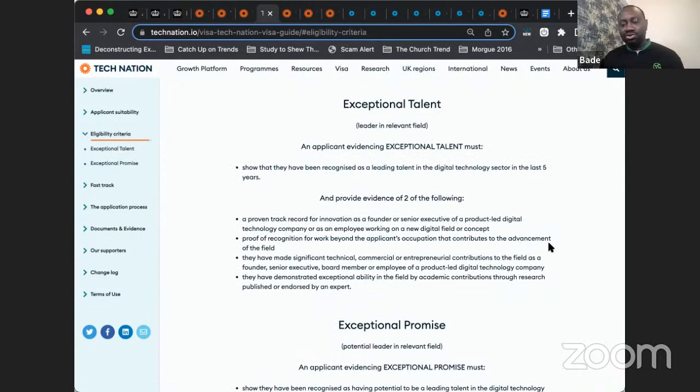Exceptional talent is also similar. What you need to do is show that you're a leading talent in the field within the last 5 years. They don't want past champions. You then need to show 2 out of these 4: innovation, recognition, impact, or academic excellence. Those are the things that you need to show, and there are details on how you can show that also on this page. Back to you, Moody.